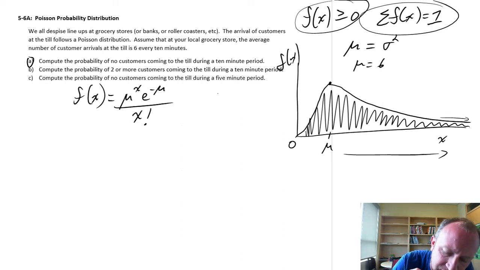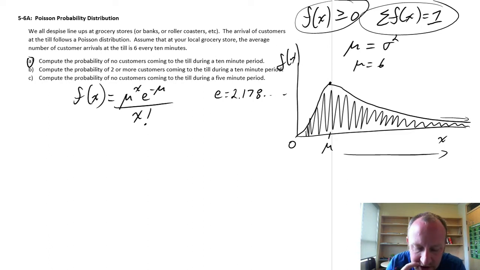a different function. E, of course, is the constant 2.718. I don't know how many decimal places. It's an irrational number, we don't need to worry about its value. The calculator will take care of that. And x, of course, is factorial. You're okay with the factorial functions, I expect. We've seen it a few times.